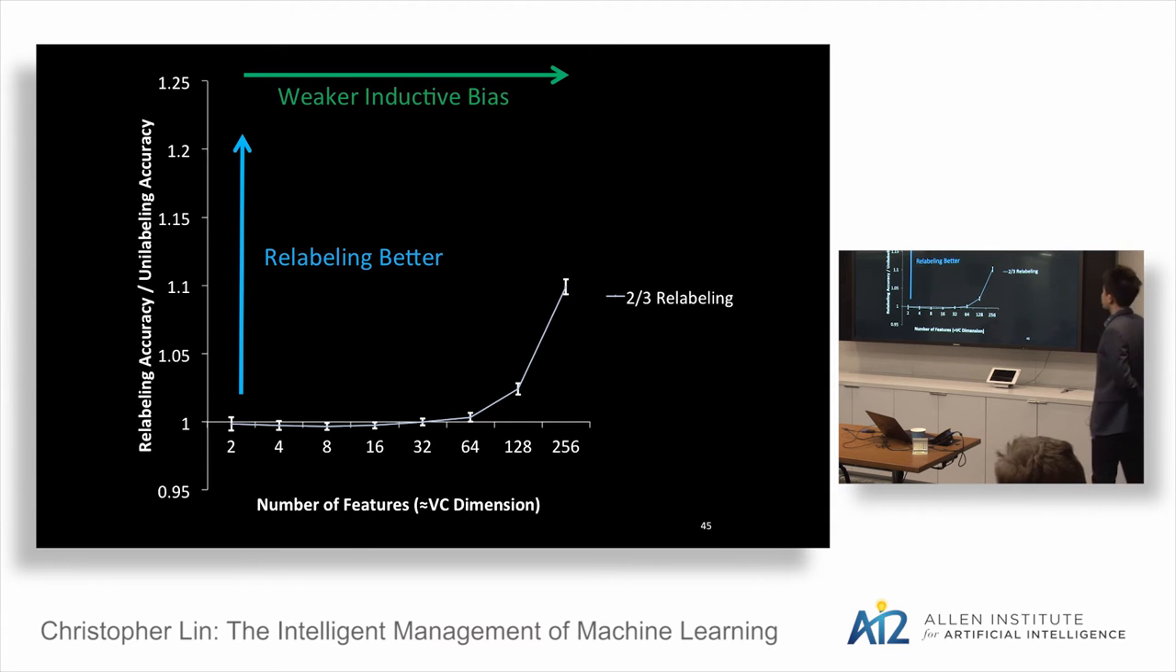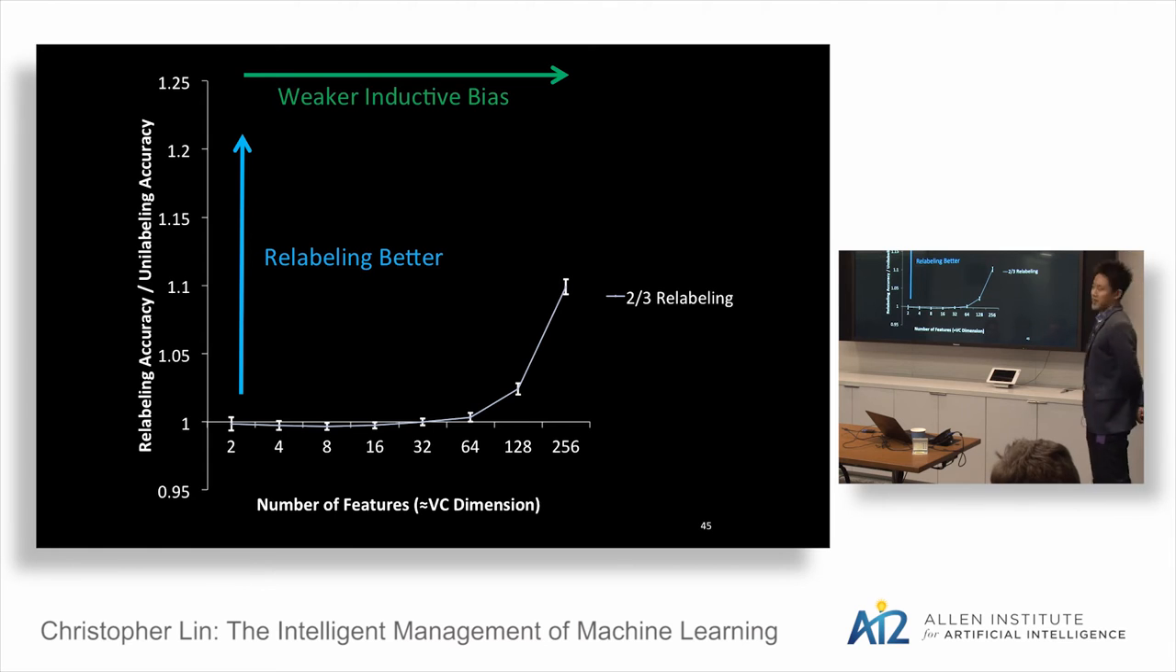Because in the cases where it doesn't help, it only hurts by a little bit. And in the cases where it does help, it helps by quite a bit. And I don't really know for any given data set, without extensive experimentation, where I'm at. And so if I'm using this kind of thing, I should do relabeling.